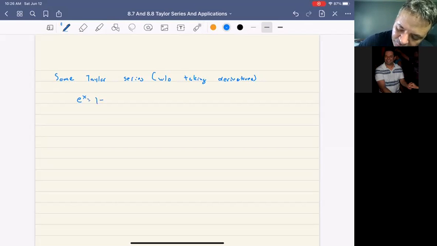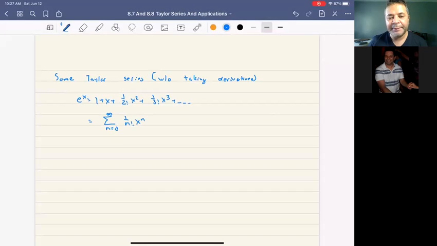e to the x is 1 plus x plus 1 over 2 factorial x squared plus 1 over 3 factorial x cubed, and so on. The sum n goes from 0 to infinity, 1 over n factorial x to the n. This is about x equals 0.